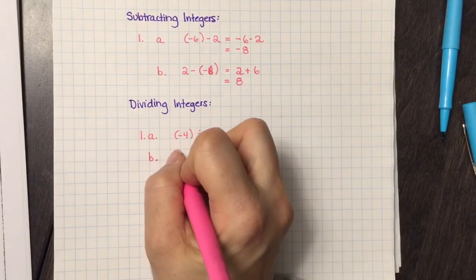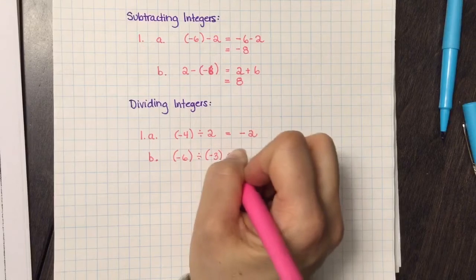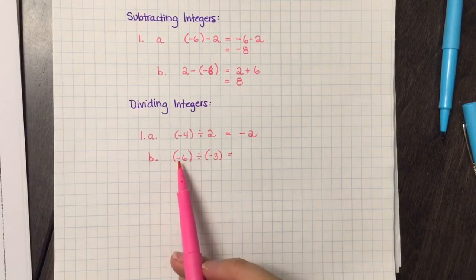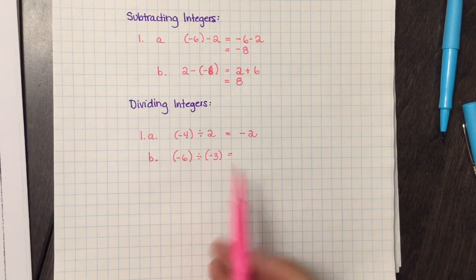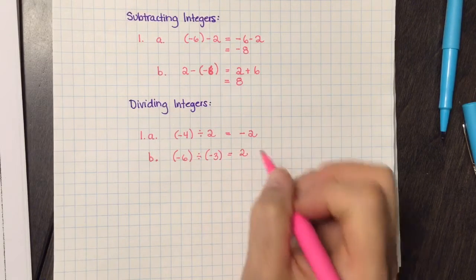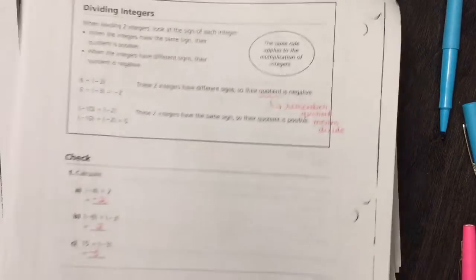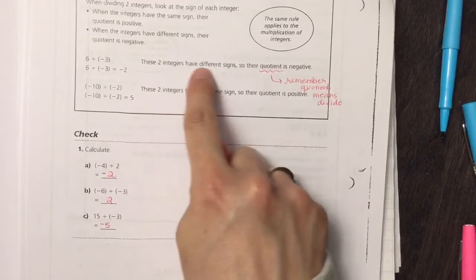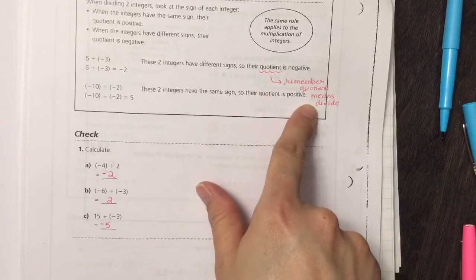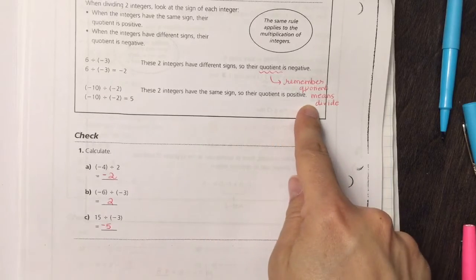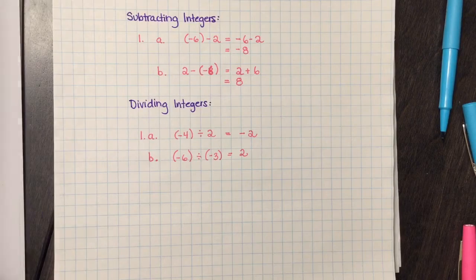Here we have -6 divided by -3. A negative divided by a negative is going to be a positive number. 6 divided by 3 is 2. Remember, in the booklet it says when you have different signs, their quotient is negative. Remember that quotient means divide and product means multiplying.